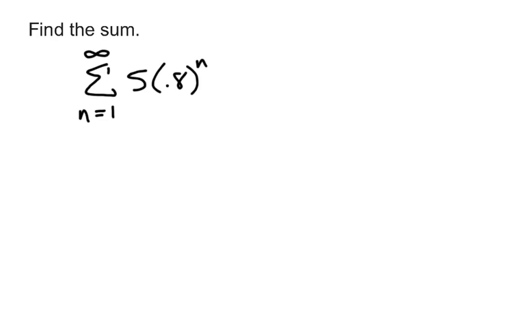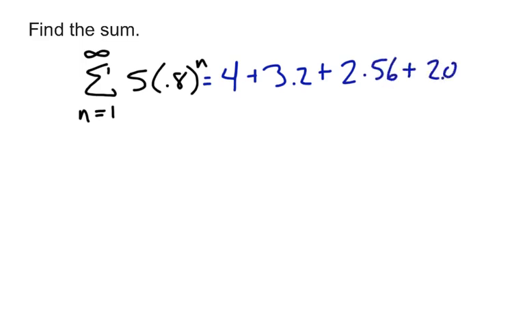If we see it written in sigma notation, what we should always do with sigma notation is start writing out terms. So if I plug 1 in there, I'll get 5 times 0.8, which is 4. Then I'll get 5 times 0.8 to the second power, which is 3.2. And as I keep going, we'll get 2.56, 2.048, and so on. And it is geometric. You can see it already looks like it's geometric because there's our A1 times r to the n. And our r is 0.8, which is smaller than 1.